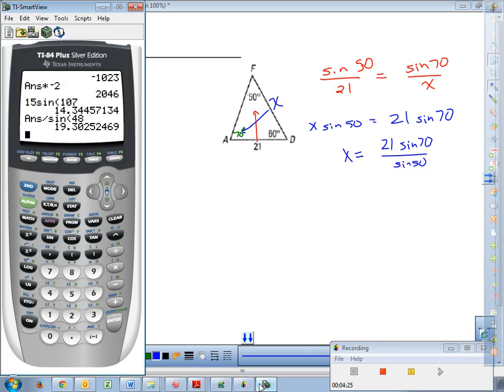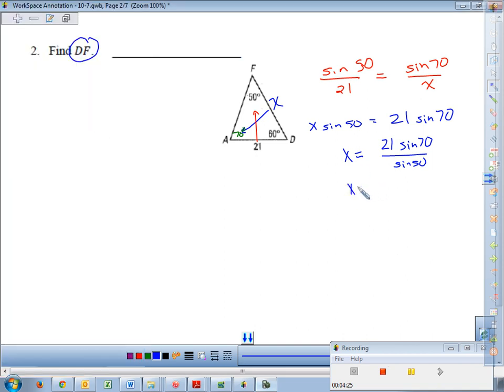And punch in. I just figure out the numerator first again. 21 sine of 70 divided by the sine of 50. About 25.76. Is that what we're getting? Let's see if it makes sense. Should it be more or less than 21? 21 was across from a 50-degree angle, correct? We found a side across from a 70-degree angle. Should it be more or less than 21? It has to be more because the larger side lengths are across from the larger angles.